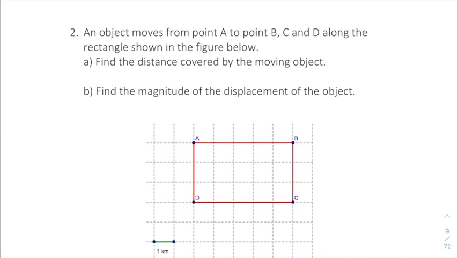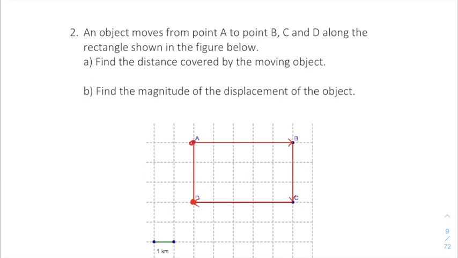So let's look at the second example here. An object moves from point A to point B, C, and D along the rectangle shown below. So I believe they are saying that it's going to move in this direction, like this, A, B, C, D, and then back to A. Find the distance covered by the moving object. So point B, C, and D. Oh, it looks like it doesn't describe it moving once it gets to D. So I think actually I'm going to assume that it ends here.